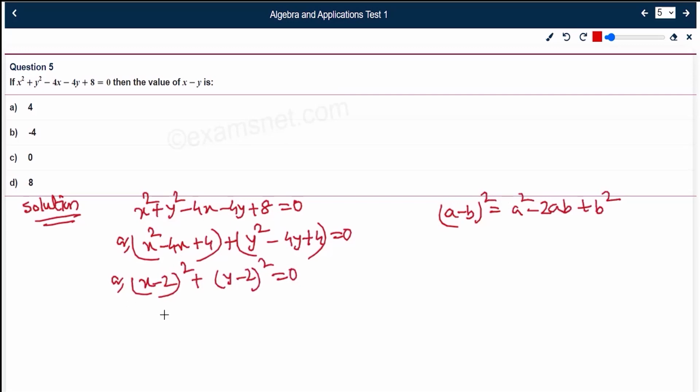We already know that if the sum of the squares of two terms equals 0, then we can say that each of the terms equals 0.